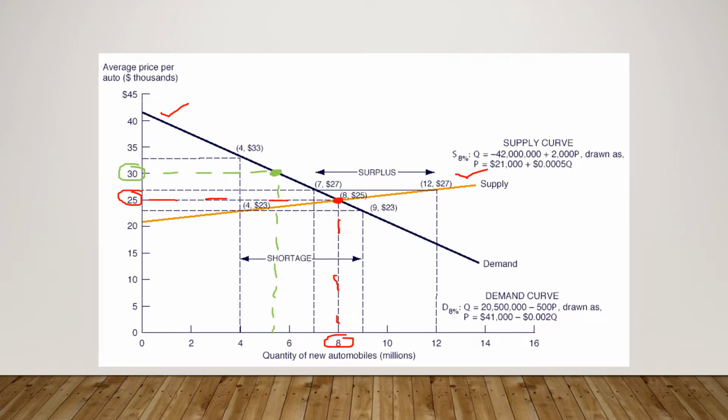the QD drops to probably around 5.5, or let's say this is 5. Although technically it's not 5 because it's not perfectly between 4 and 6. But let's say that's 5. So the QD dropped from 8 to 5 when the price increased from 25 to 30.